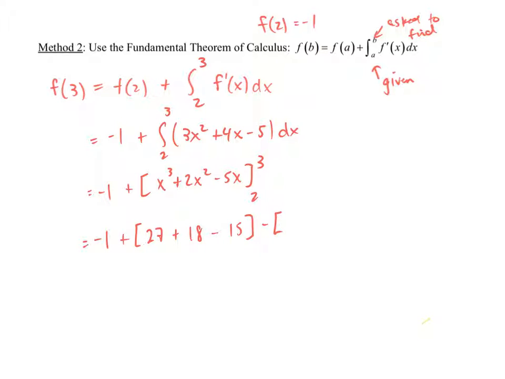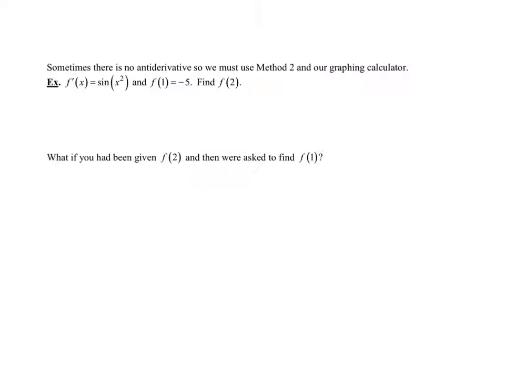Now I'm going to subtract and plug in my lower bound. And again, doing a little bit of mental math, I'm going to get 8 plus 8 minus 10. And if you evaluate all of that, we end up getting the same exact answer that we did in method 1. And so method 1 and method 2 give us the same answer. We can't always use method 1, however, because we sometimes aren't able to find the antiderivative. And I'm going to explain that in this next example.